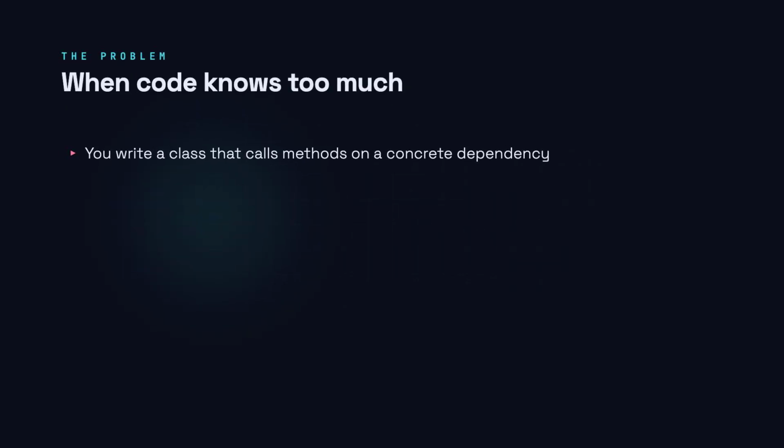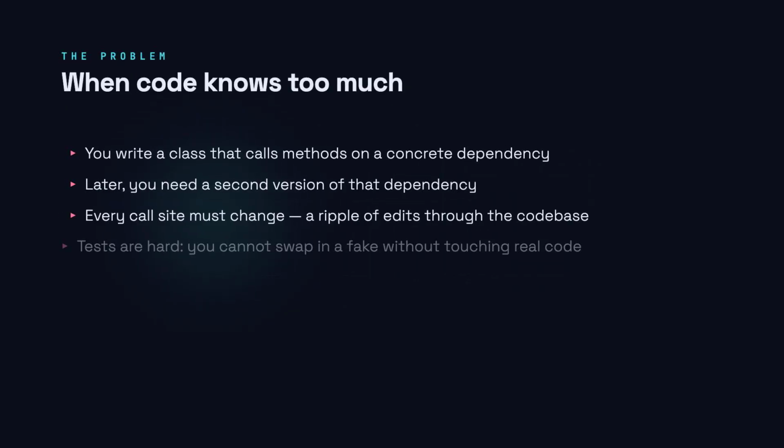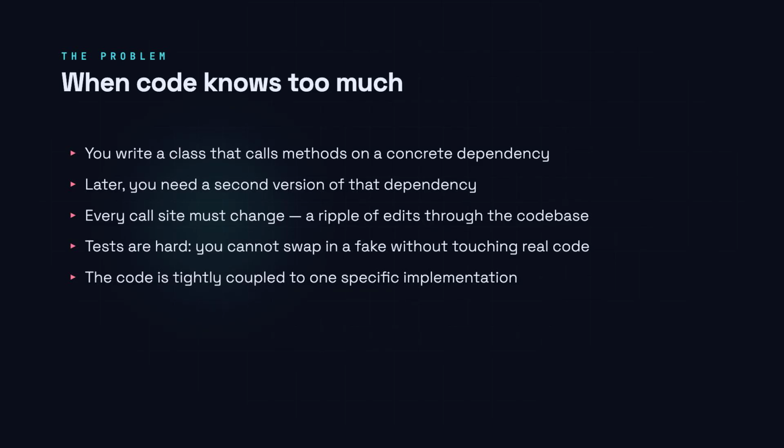Here is the pain. Imagine you write an order service that directly creates and calls a MySQL database object. Everything works until you need to switch to PostgreSQL or use an in-memory database in your tests. Because your service was written against the concrete class MySQL database, every line that touches it is now in the way. You have to open those files and change them. The more places you did this, the bigger the problem gets. This is called tight coupling, and it is exactly the pain this principle exists to solve.